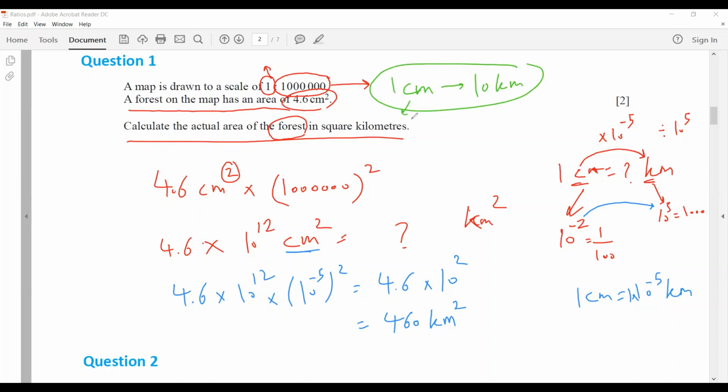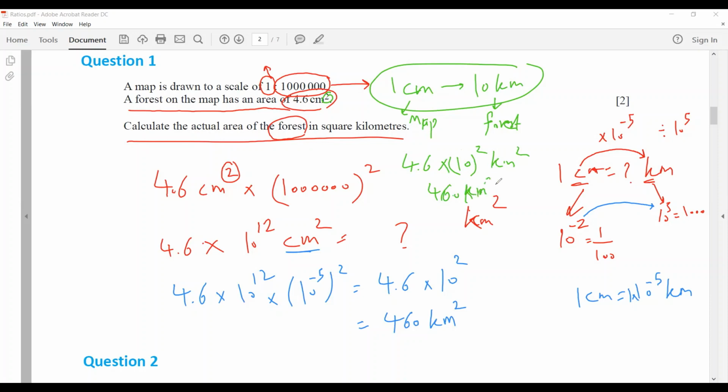Okay, so you say 1 cm on the map is 10 kilometers in the forest. So if you walk 1 cm on the map, it means you walk 10 kilometers in the forest. Now, the area is 4.6 cm square. So if you want to convert it to kilometers, you multiply it by 10, but don't forget the square. So that's the square and kilometer square, and the result is also 460 kilometer square.